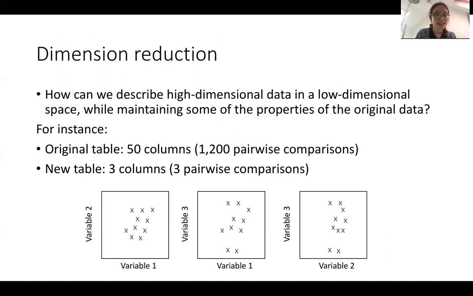For instance, if the original table has 50 columns, then if we were to draw a lot of pairwise scatter plots, we need to do 1,200 pairwise comparisons. However, with dimension reduction, maybe we'll be able to come up with a new table that just has 3 columns, and then we'd only need to do 3 pairwise comparisons. All we'd have to do is compare variable 1 to variable 2, variable 1 to variable 3, and variable 2 to variable 3.